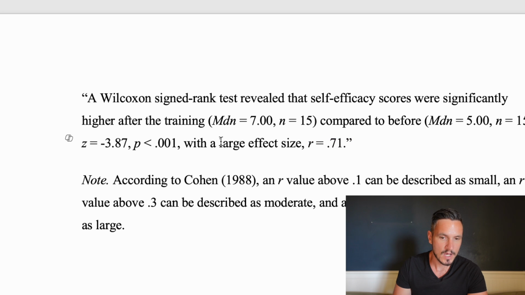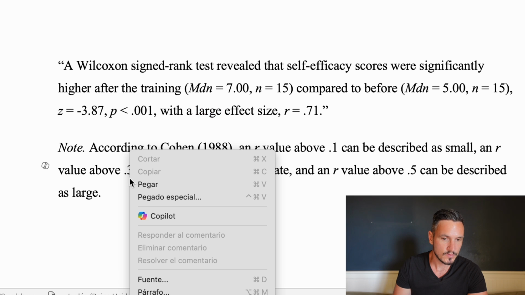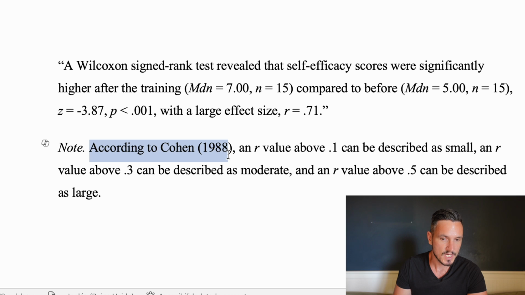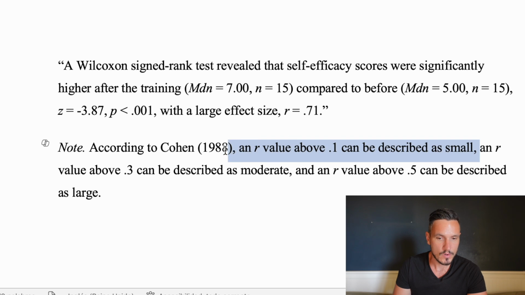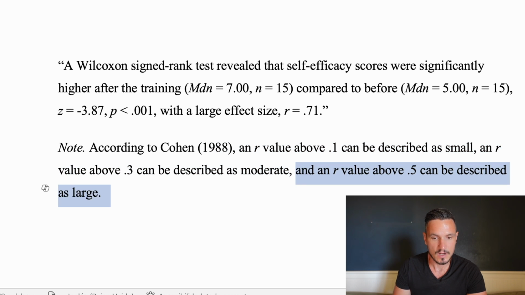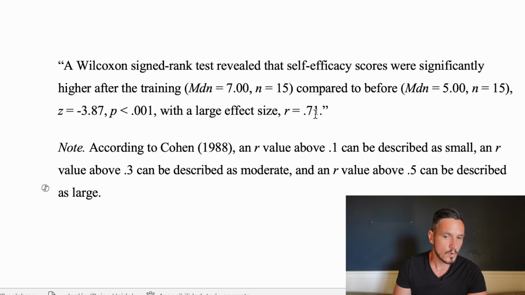This value has been described as large based on these criteria that Cohen proposed in 1988. He said that an r value above 0.1 can be described as small, an r value above 0.3 can be described as moderate, and an r value above 0.5 can be described as large. Of course, 0.71 is bigger than 0.5, so we've described that effect size as large. So that's about it for the Wilcoxon signed rank test on version 31 of SPSS.